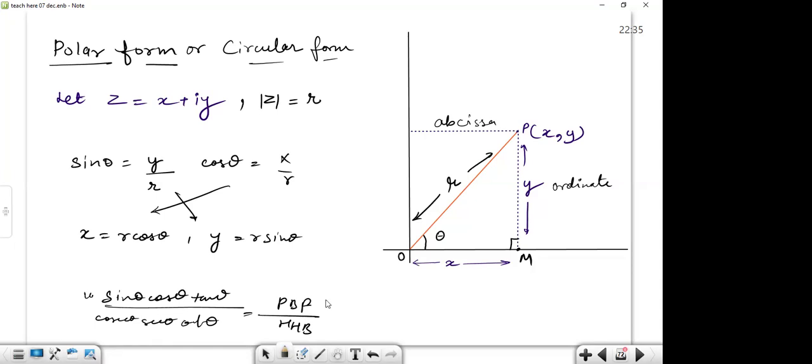Are you able to relate what this is? So tell me, what is cos theta here? Cos theta is base upon hypotenuse. Now tell me, what is tan theta here? Anyone? Perpendicular by base. Yeah, this is the concept of this formula.